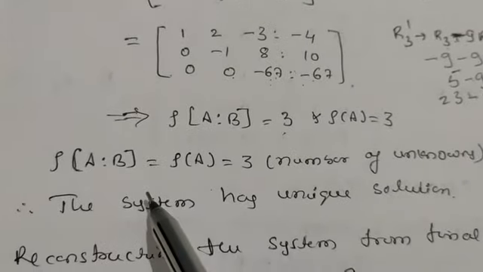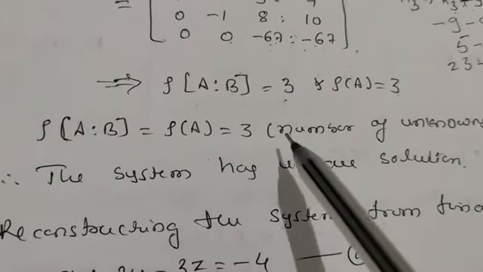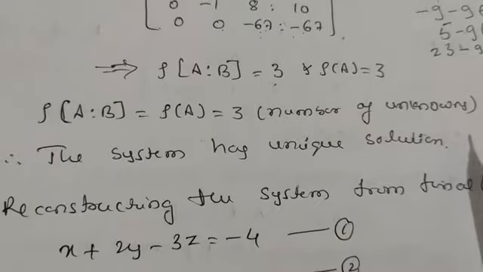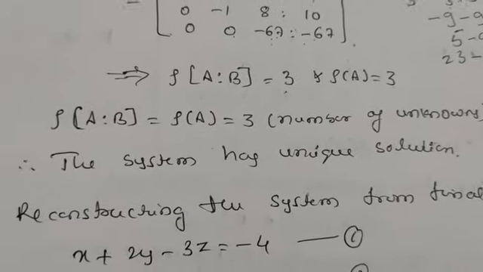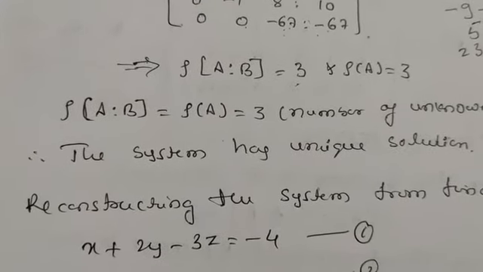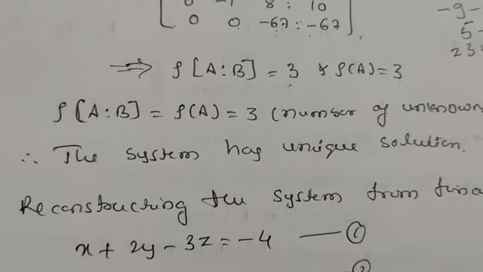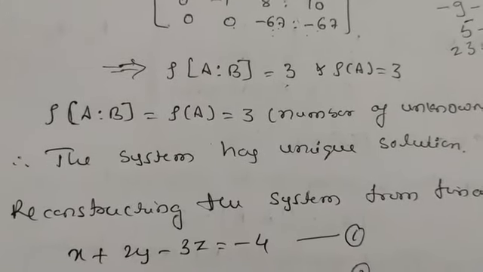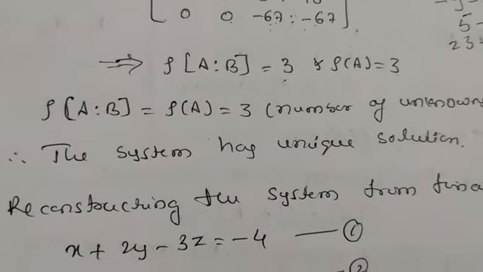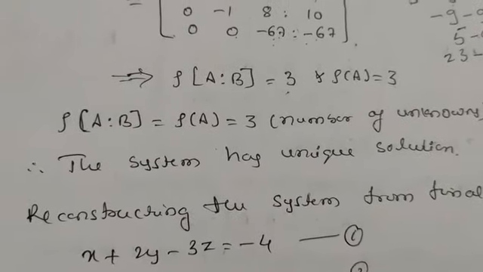So rank of AB is equal to rank of A, which is equal to 3, the number of unknowns. So this is the condition in which the system has a unique solution. If rank of AB is equal to rank of A and it is equal to the number of unknowns, then the system has a unique solution. Only one solution it has.